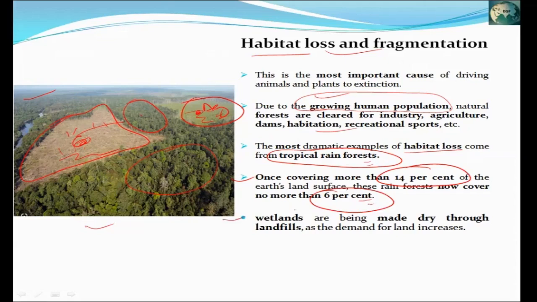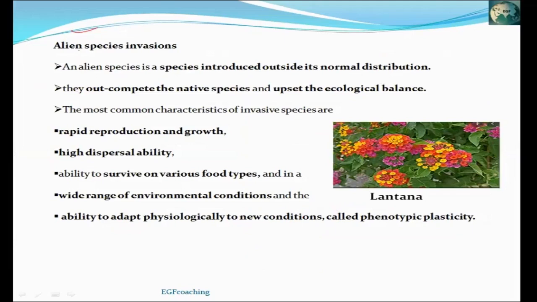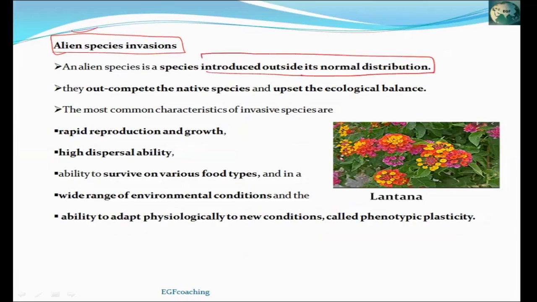Apart from this, the wetlands, which are very important for migratory species and also for other species, have also been converted for agricultural activities and landfill areas, which also results in loss of important bird and animal species. Another reason of biodiversity loss is alien species invasion. Those are species which are introduced outside their normal distribution. Species which were found in their native country and now have arrived in a different country. For example, a plant species found in USA and now it has reached India.